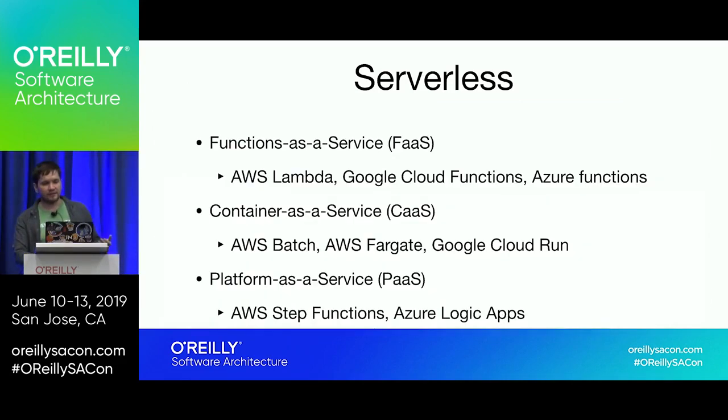Let's start with describing them. Functions as a service is like AWS Lambda, Google Cloud Functions, Azure Functions. You just define code and libraries, and you are able to deploy the application. Container as a service is a little harder. You have to define a Docker image, but once you have it, the service itself will handle it. It's something like AWS Batch, AWS Fargate, or Google Cloud Run. And platform as a service, in my specific case, I mean an orchestrator, meaning a service which controls FaaS and CaaS. It's like AWS Step Functions and Azure Logic Apps.